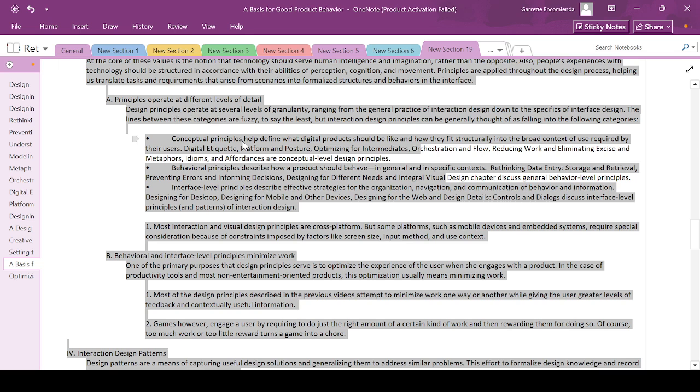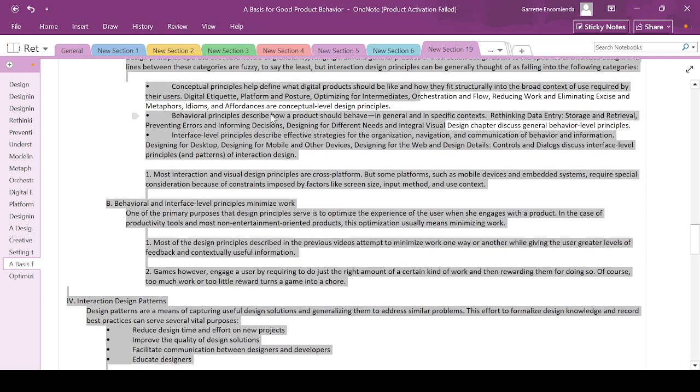Design principles operate at several levels of granularity, ranging from the general practice of interaction design down to the specific details of interface design. That's the reason why we have interaction and visual designers, and we even have a visual information architect for a website or web application. The line between these categories is fuzzy, to say the least, but interaction design principles can generally be thought of as falling into the following categories.